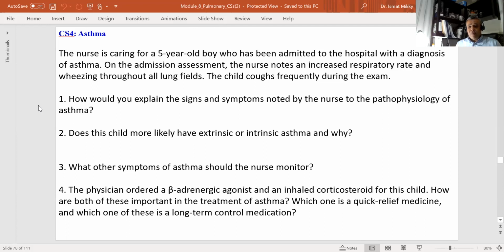Number two, does the child more likely have intrinsic or extrinsic asthma? Extrinsic asthma symptoms occur in response to allergens, like dust mites, pollens, and mold. It's also called allergic asthma. You can call it extrinsic asthma or allergic asthma, and the most common form of asthma is extrinsic asthma.